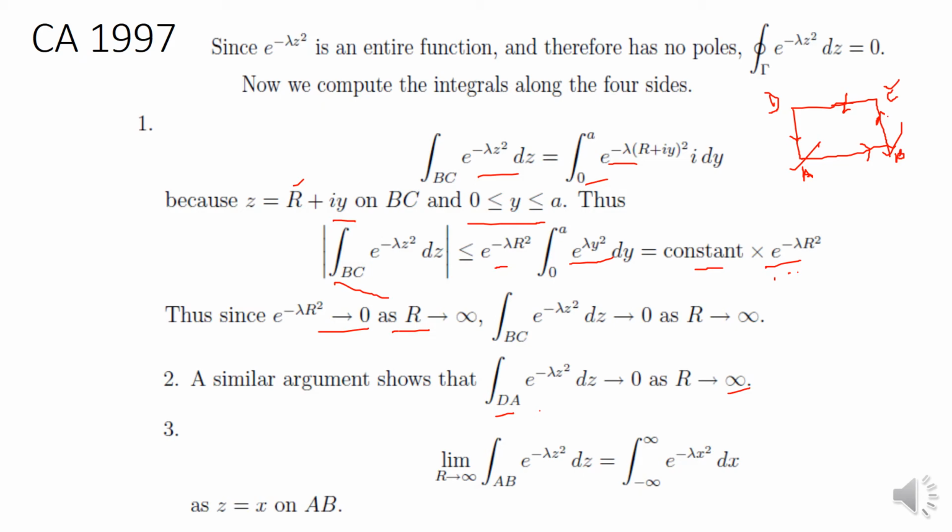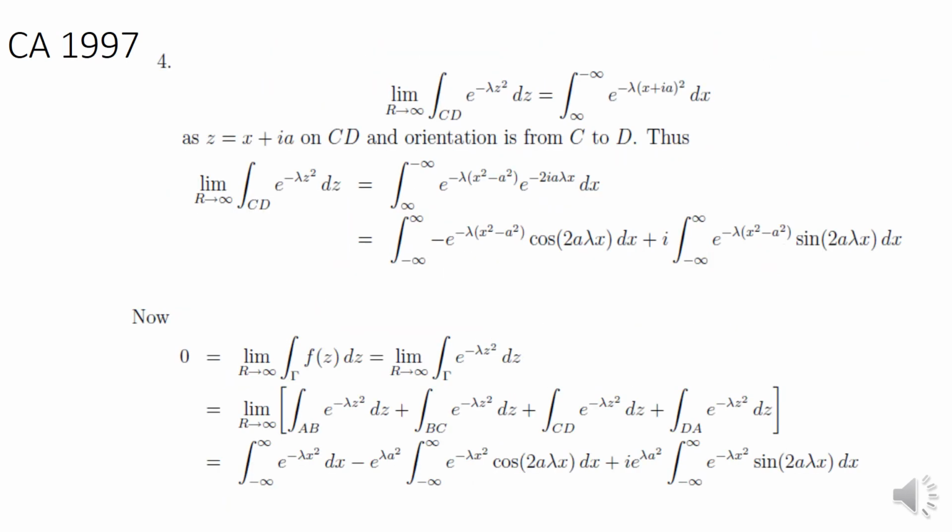We will integrate another side, CD, in which the direction is anti-clockwise, and we are moving from plus infinity to minus infinity. So we write integral over CD, limit r tends to infinity, e to the power minus lambda z square dz. The minus is on top because we are moving from positive infinity to negative infinity: negative integral of e to the power minus lambda (x plus ia) whole square dx, because on CD z is equal to x plus ia.